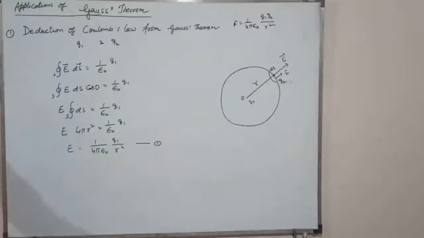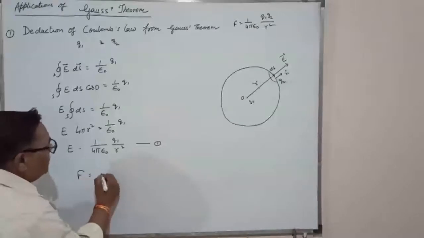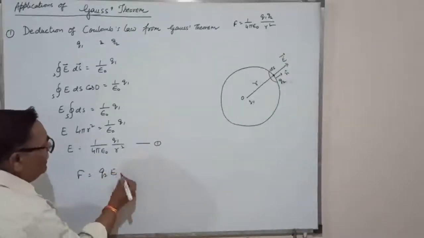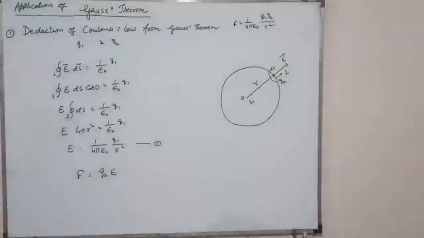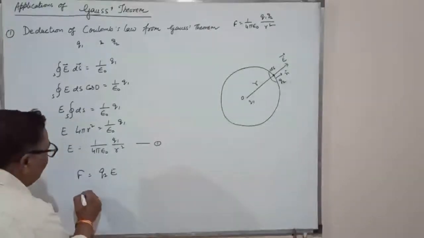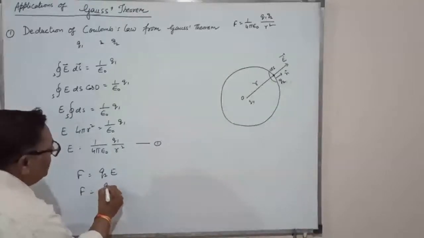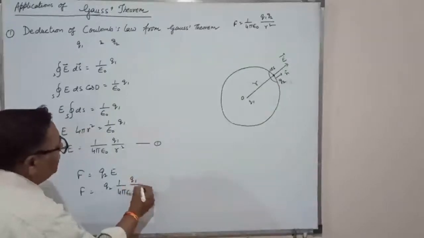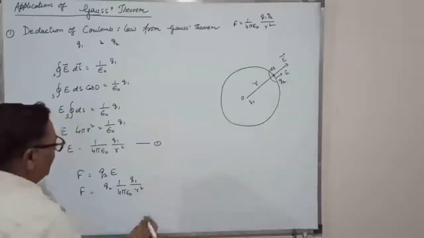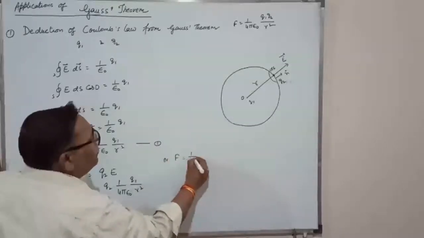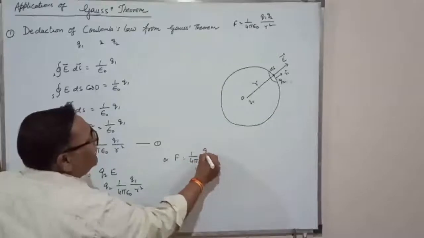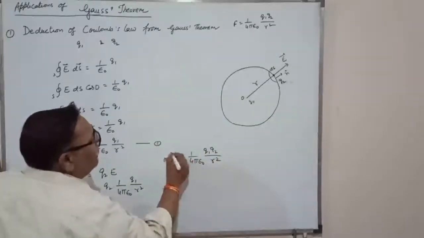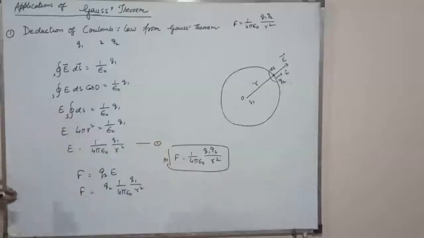Then force experienced by the Q2 charge. This is F is equal to Q2 into E, because the force is QE. Clear? Or F is equal to Q2 into 1 upon 4 pi epsilon 0 Q1 upon r square, or F is equal to 1 upon 4 pi epsilon 0 Q1 Q2 upon r square. This is Coulomb law by using Gauss theorem. Clear?